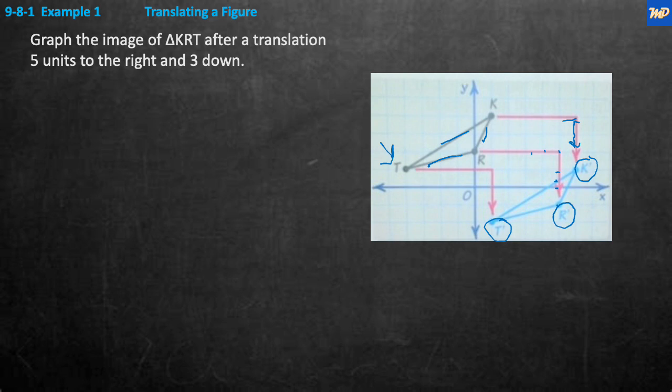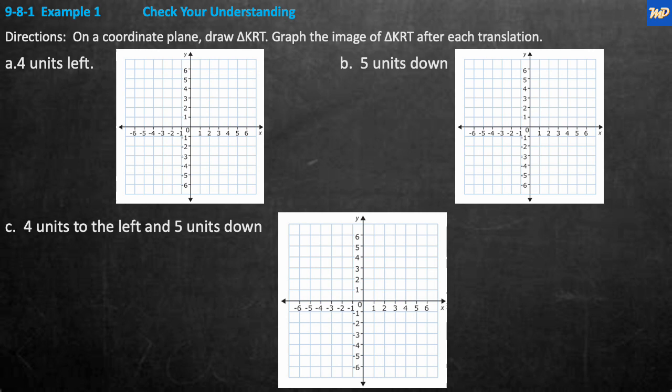That was a translation of triangle KRT. Okay, example 1, check your understanding. Directions. On the coordinate planes below, draw KRT. Graph the image of KRT after each translation. So KRT, as you recall from the last one, I'm going to write it right here.